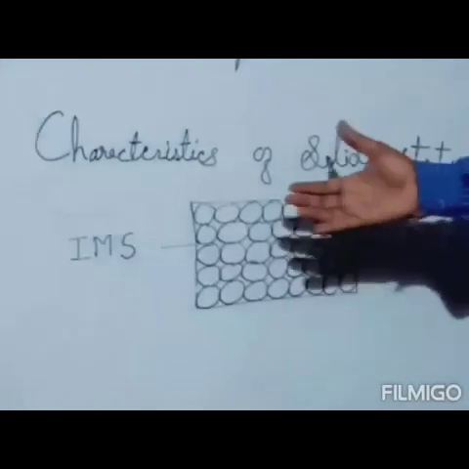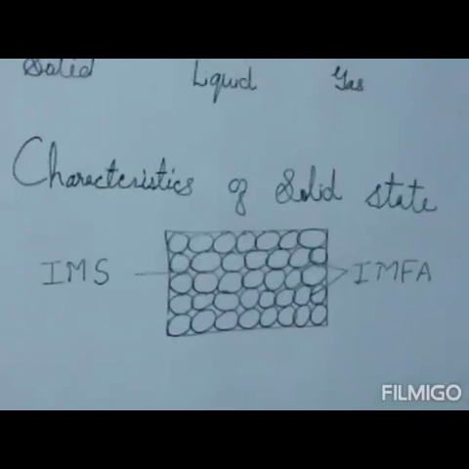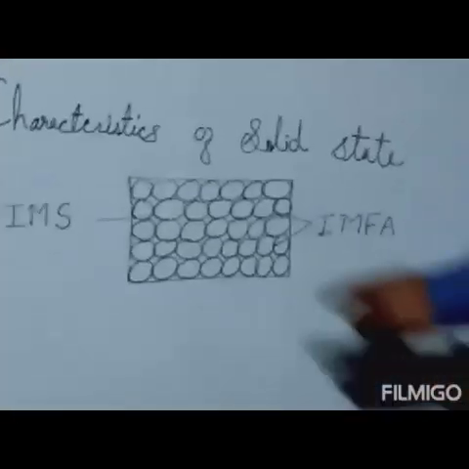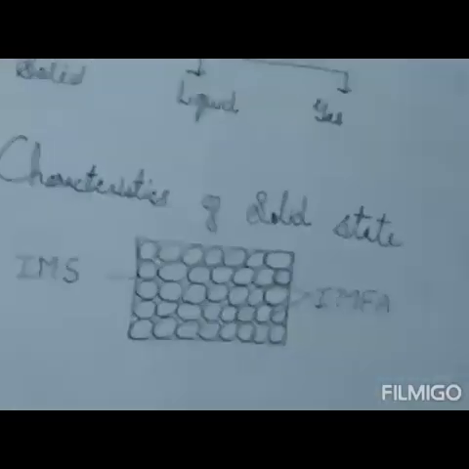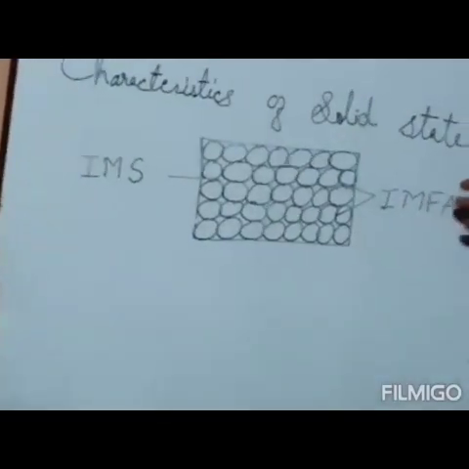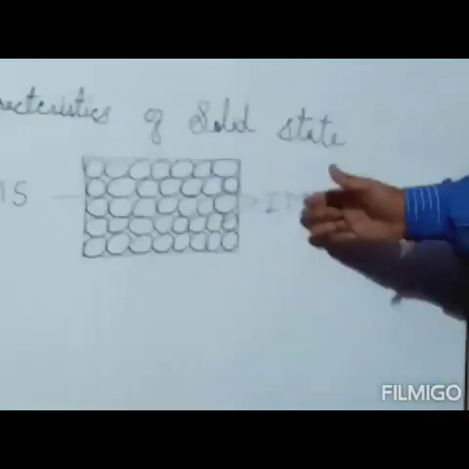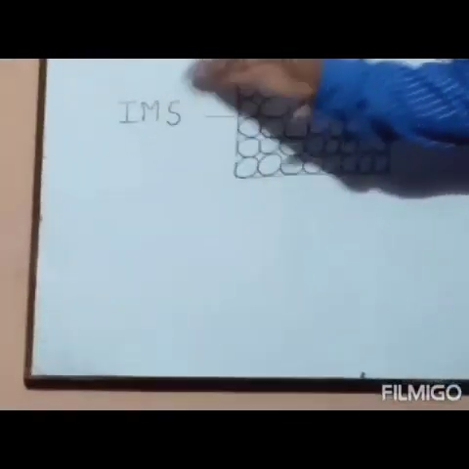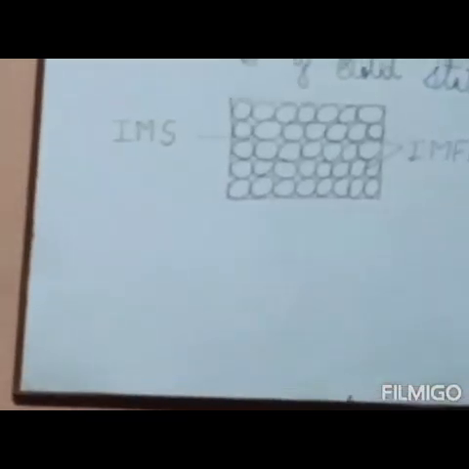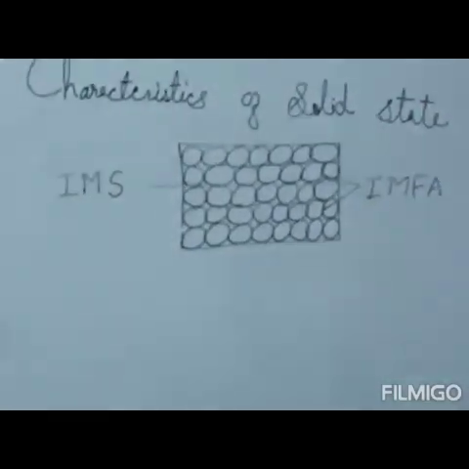In solid, all the particles are closely packed with each other. Here we draw the diagram. The particles are very closely packed with each other. In solid, IMFA is maximum. IMFA means intermolecular force of attraction is maximum. In solid, IMS is minimum. IMS means intermolecular space is minimum. We start the properties, or characteristics, of solid.